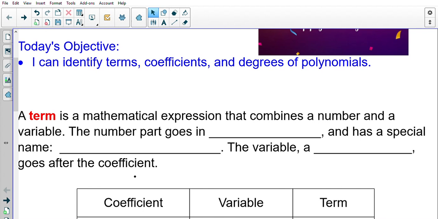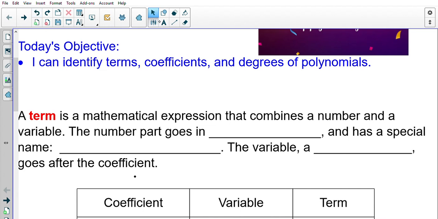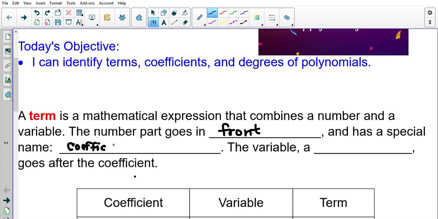So the number part goes in front. So let's get that. There we go. Goes in front. And it has a special name. We call that number a coefficient. Okay, the variable, which we know, is the letter part. Or in this case, we could use more than one letter, so it could be letters. It goes after the coefficient.